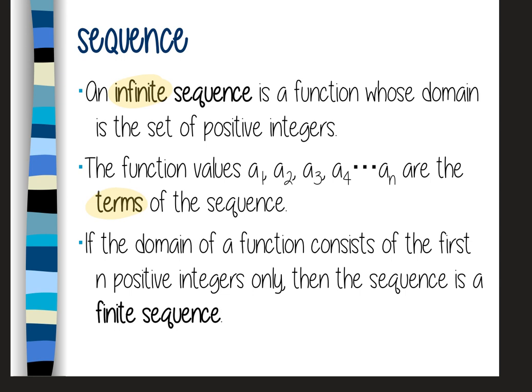And then if the domain of the function consists of the first n positive integers only, then the sequence is a finite sequence. So the difference between those two things would be, give me the first 5 terms in this sequence. Now that's finite. If it said the terms of this sequence and it goes on without ending, you'll get the dot, dot, dot at the end. That's an infinite sequence. So for example, even numbers would be an infinite sequence, right? It goes 2, then 4, then 6, then 8, and it goes on forever without ending. But if I said the first 5 even numbers, now it's a finite set.